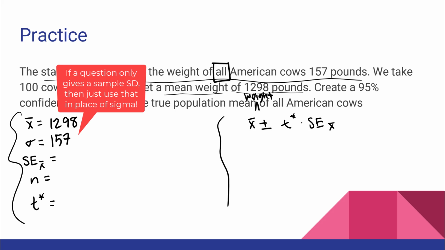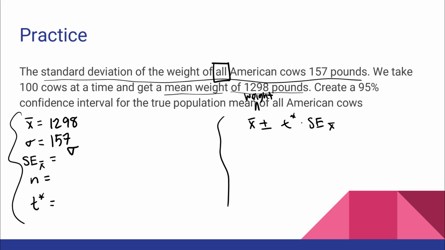Next, we need to calculate our standard error. So our standard error is equal to sigma over the square root of n. We have sigma up here, but we also need n. So n is the size of the sample that we took. It says we took 100 cows, so that means our n is 100, and we can calculate our standard error now, which is equal to, plugging everything in, 157 over the square root of 100, and that is equal to 15.7.